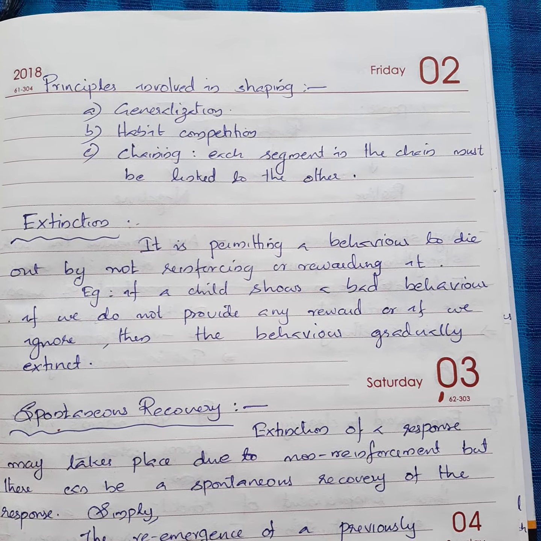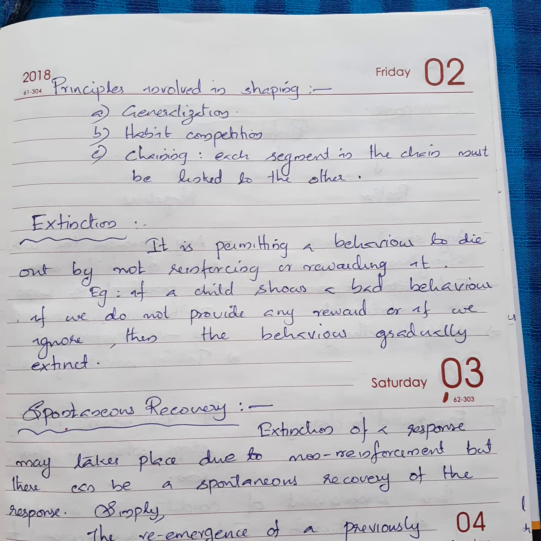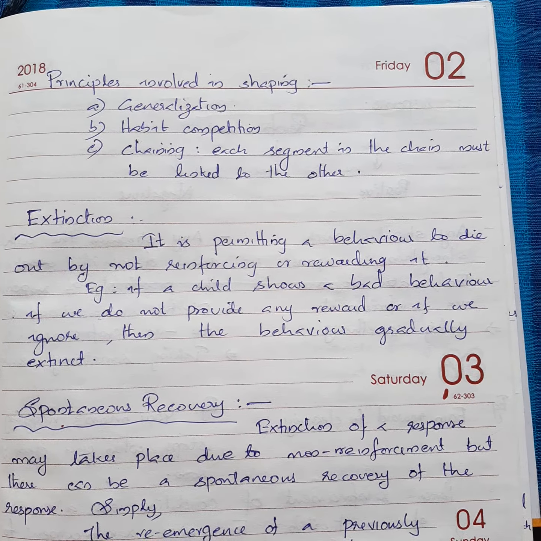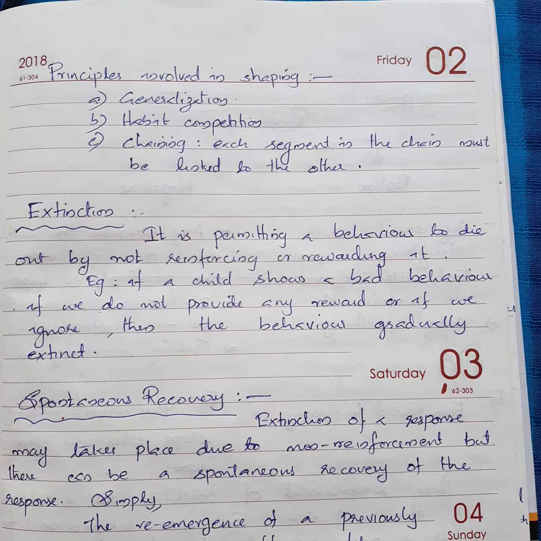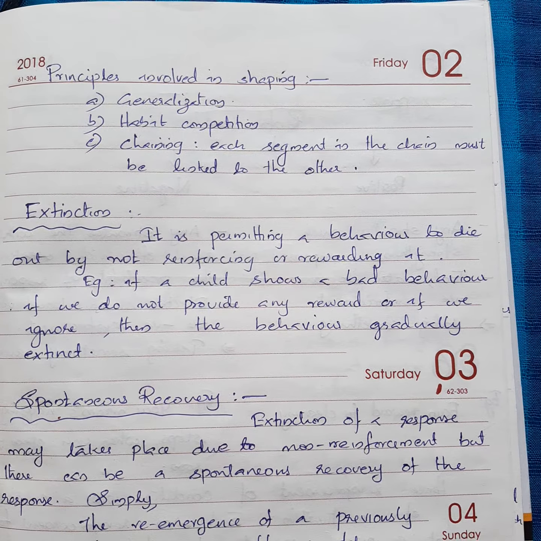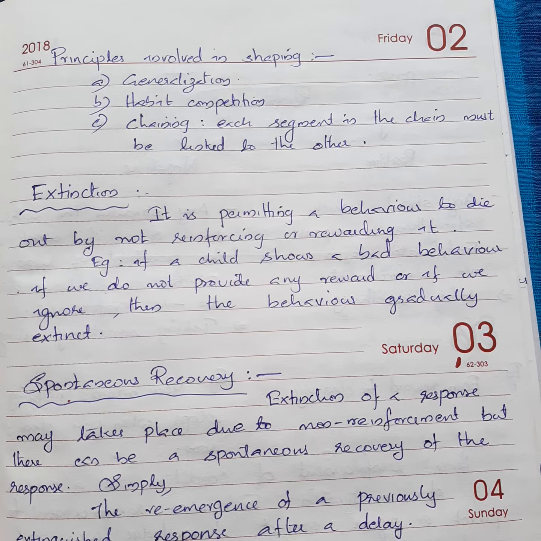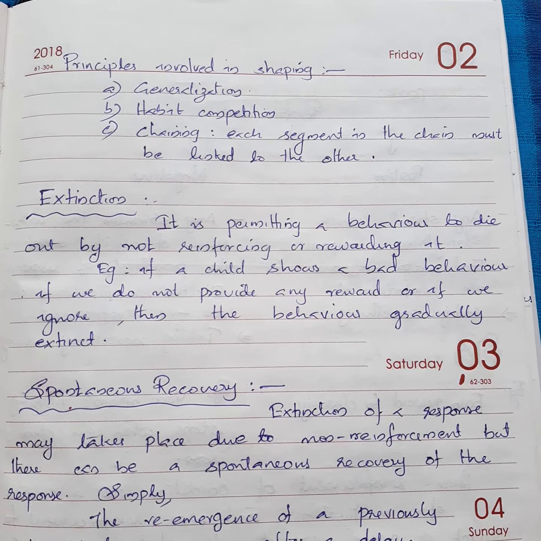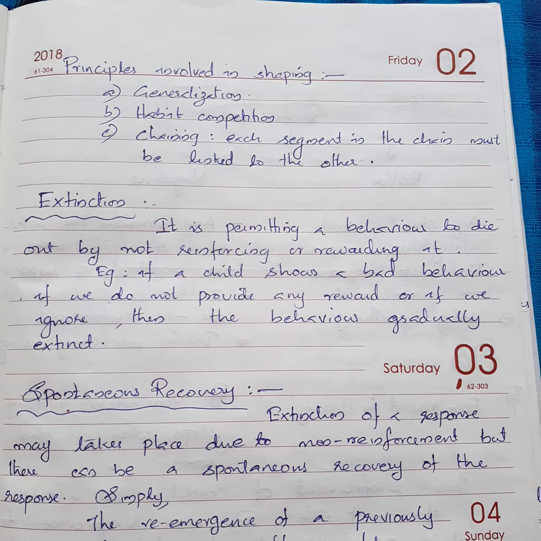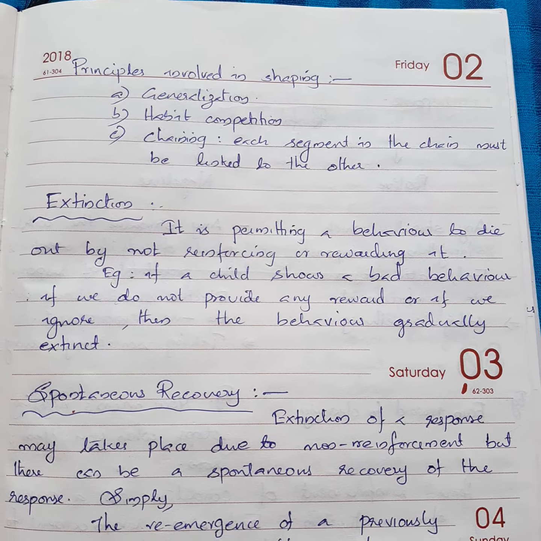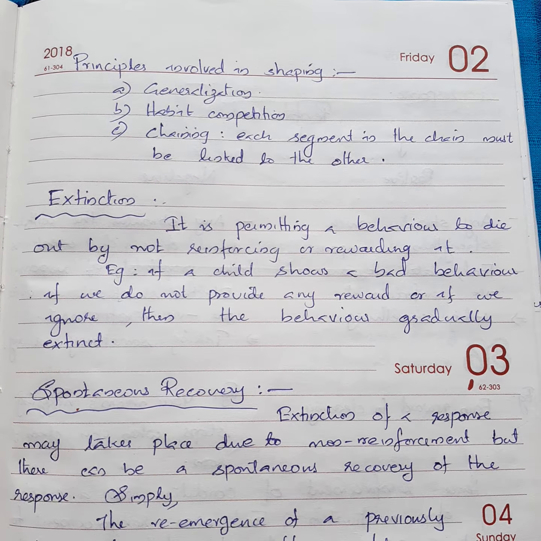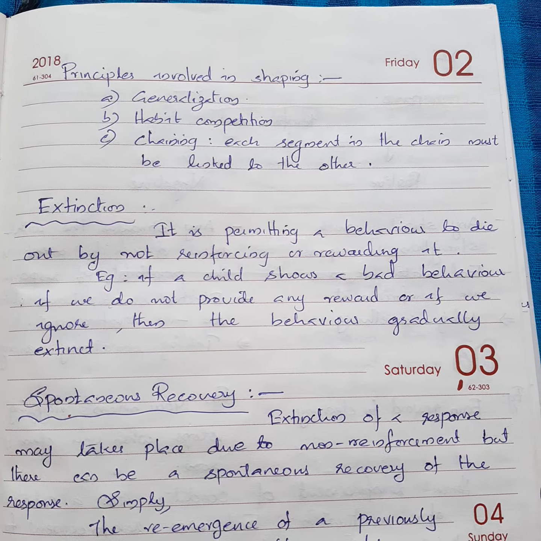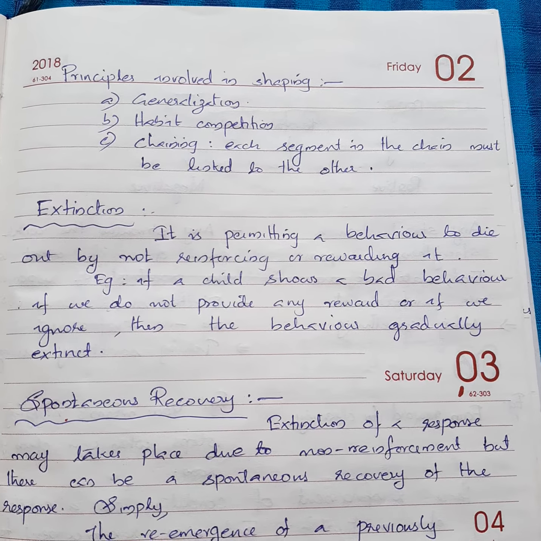Example: if a child shows a bad behavior, and we do not provide any reward or we ignore it, then the behavior gradually becomes extinct. In the case of the pigeon's experiment, if we do not provide appropriate reinforcement, that is food, for the operant behavior, then that operant behavior gradually becomes extinct.